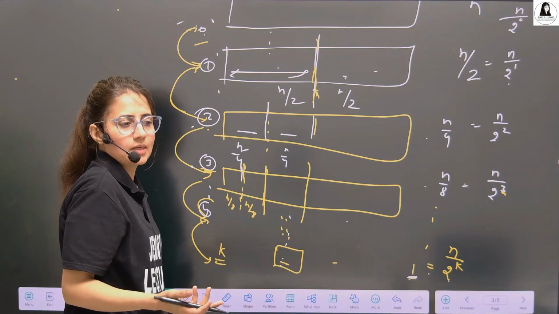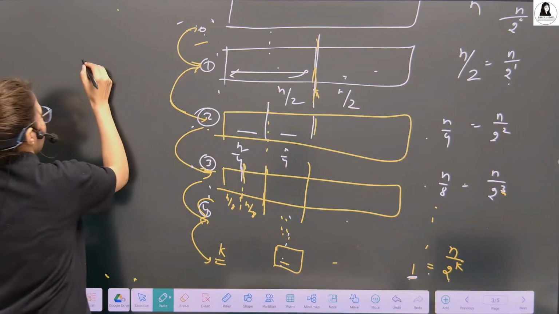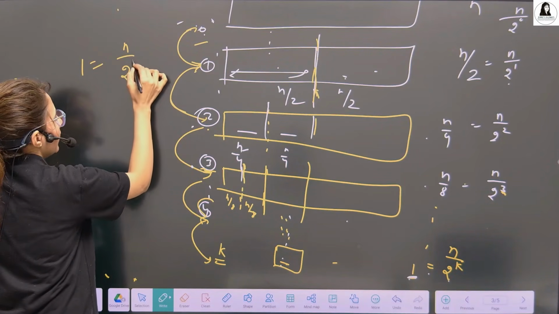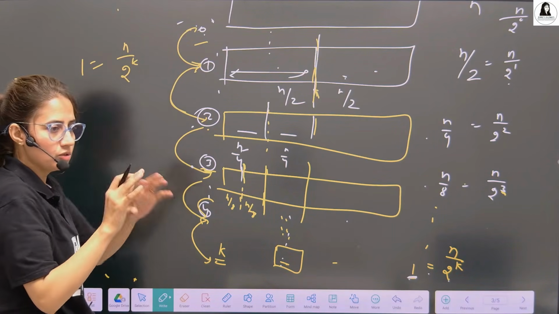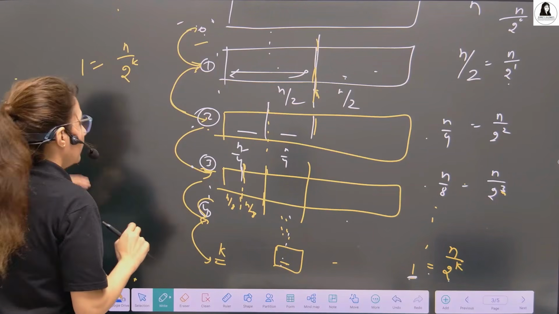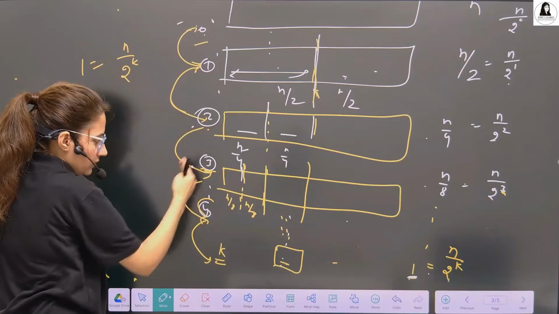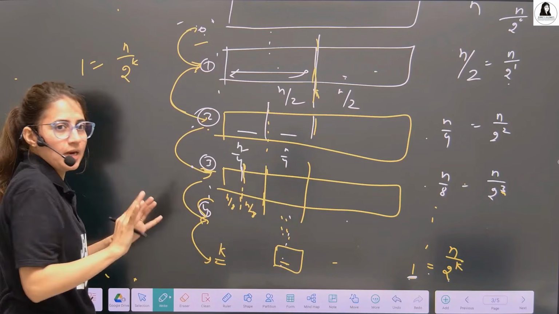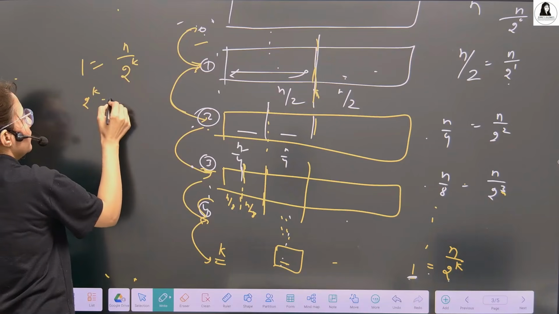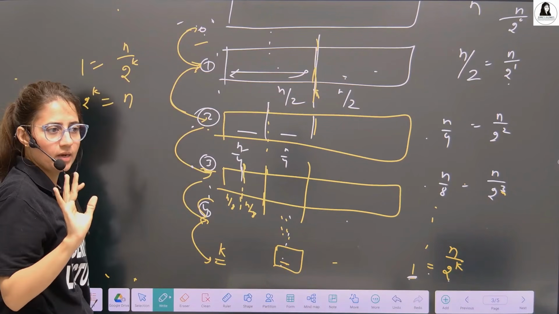Simple. It's a little bit of mathematics. So we can write 1 is equal to n divided by 2 raised to power k. It's not that tough. If you are not getting this, you just watch this video again a little bit. It's not tough. If you go through this pattern, then you will easily get why I'm writing 1 is equal to n divided by 2^k. Now, how to solve this? It becomes 2^k is equal to n.